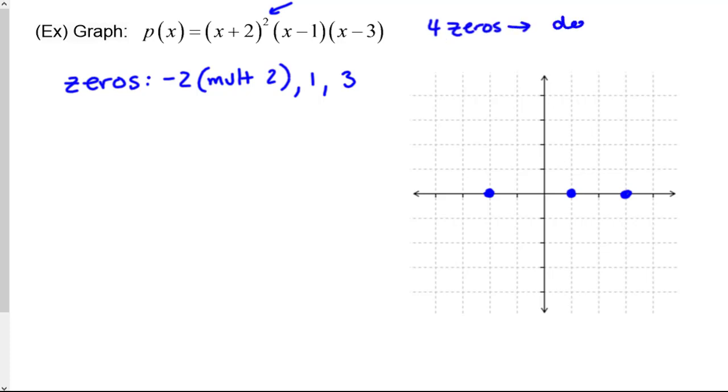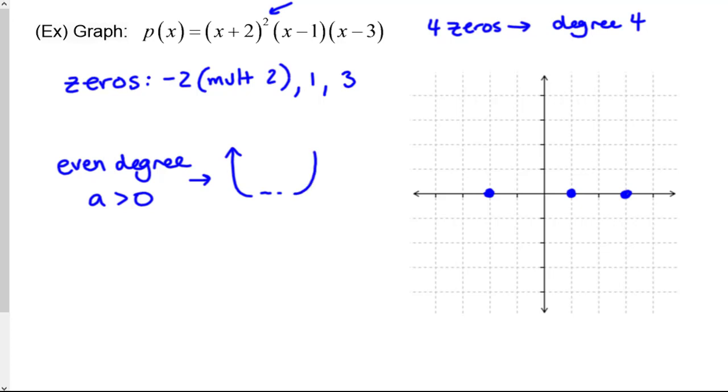That means my polynomial is degree 4. And it's even degree because it's degree 4, and a is greater than 0. So what that means is my end behavior is going to look kind of like a parabola. Okay, so like this. I'm going to start in the positive and end in the positive as well.